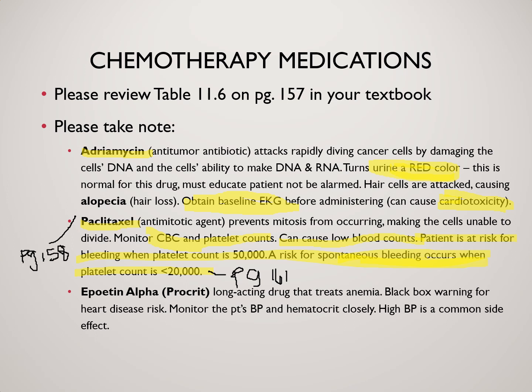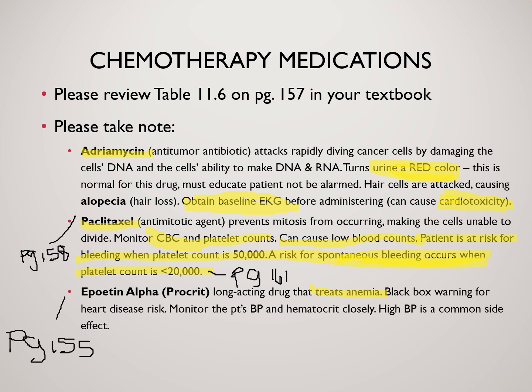Your next medication is your epoetin alpha or your Procrit. Procrit is on that table on page 155. And so it is given to stimulate production of red blood cells. It is used to treat anemia. So it's going to increase your red blood cell count.